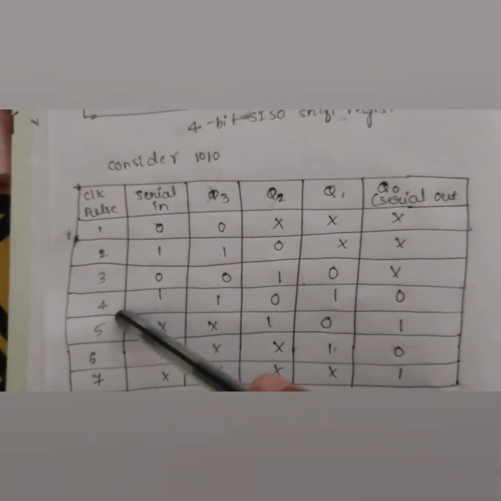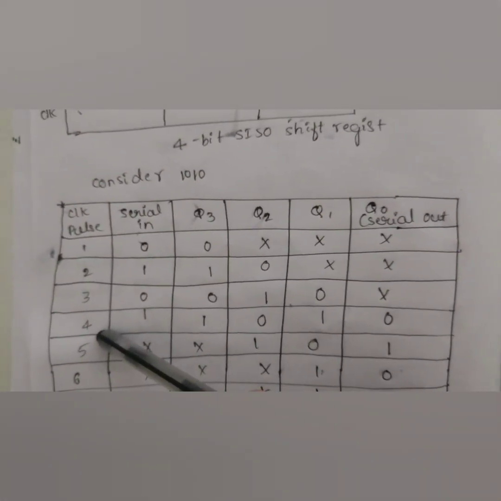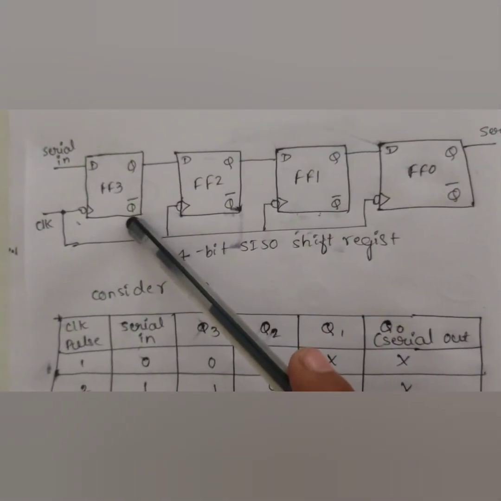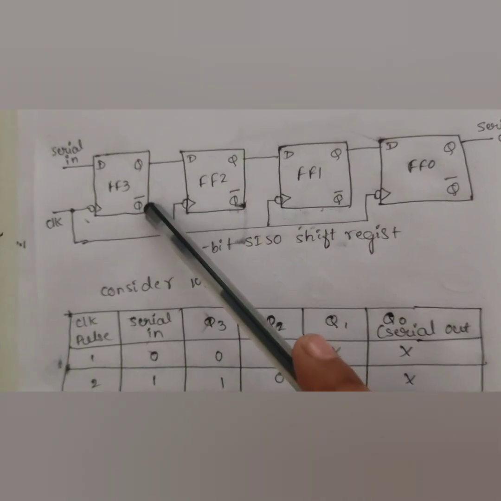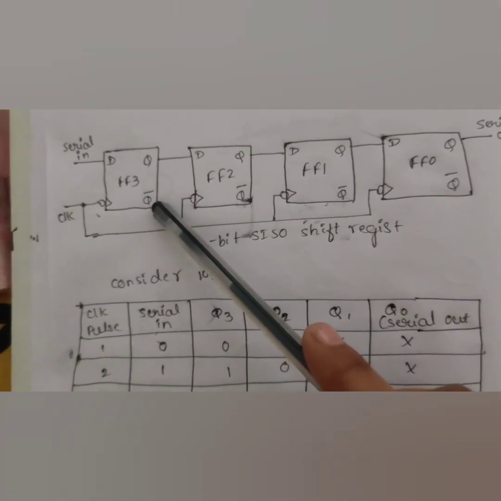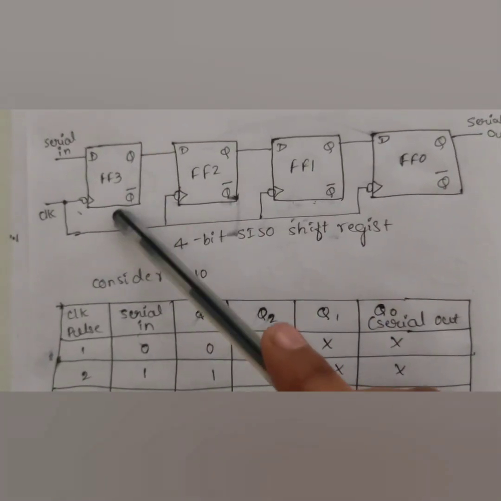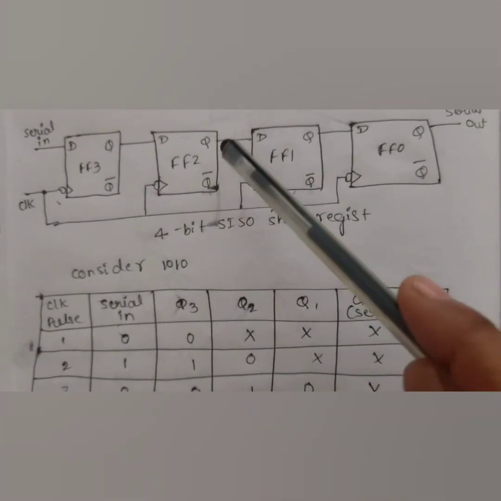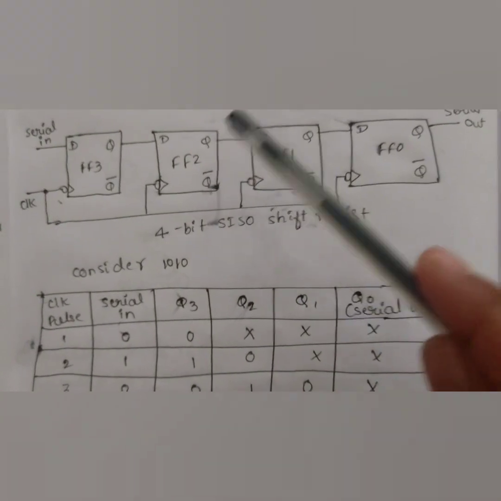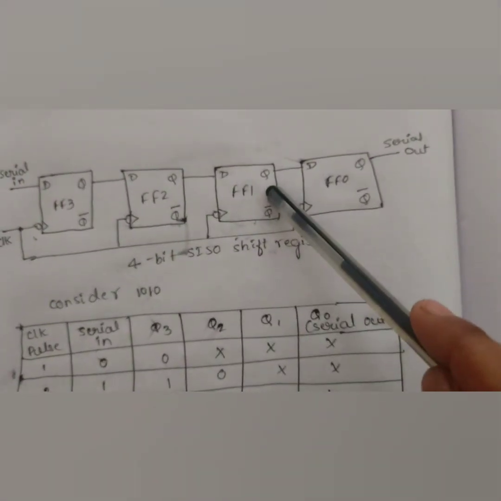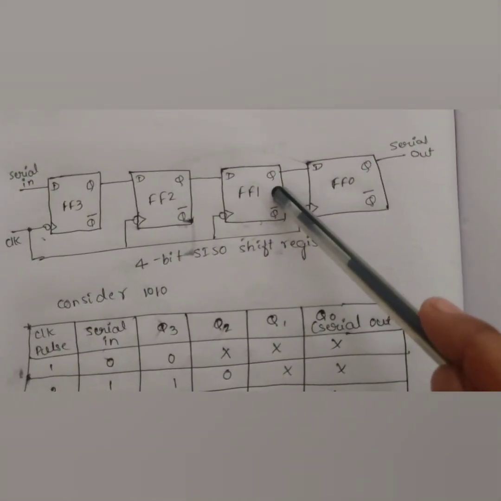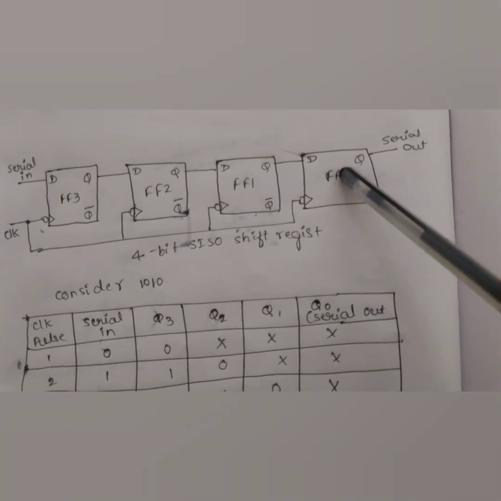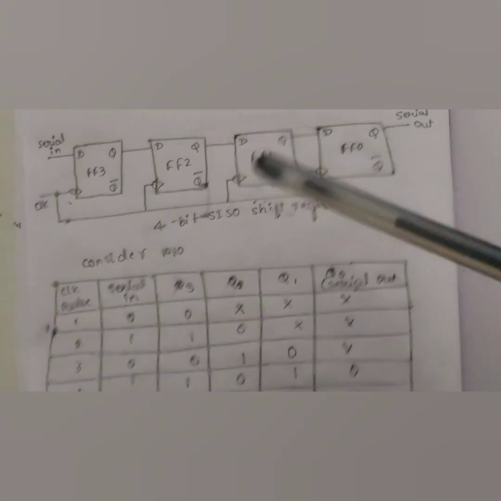On the fourth clock pulse, the next bit is applied to the serial input of flip-flop 3, which will be set. The previous output of Q3 is connected to flip-flop 2. Therefore, Q2 will reset. The previous output of Q2 is connected to flip-flop 1. Therefore, Q1 will be set. And the previous output of Q1 is connected to flip-flop 0. Therefore, Q0 will be set.